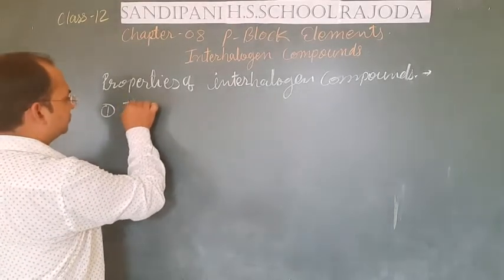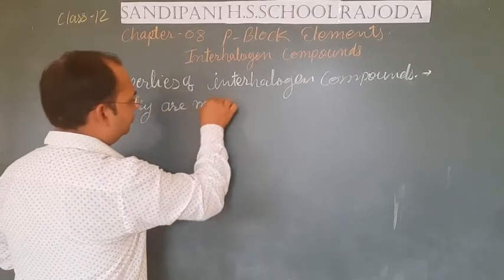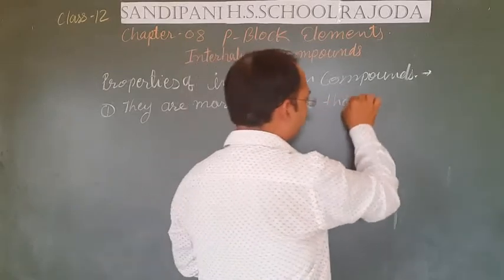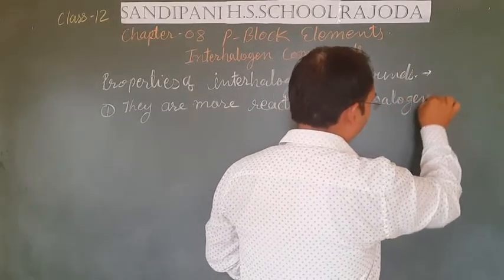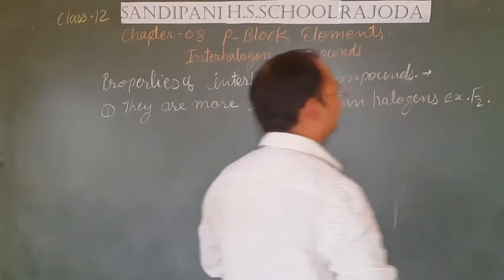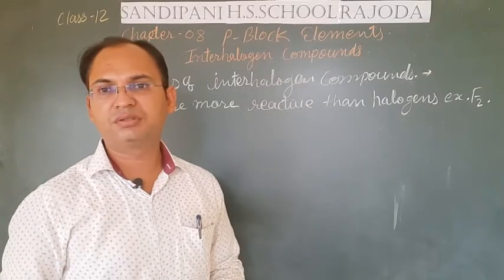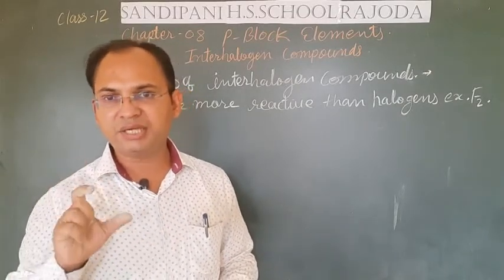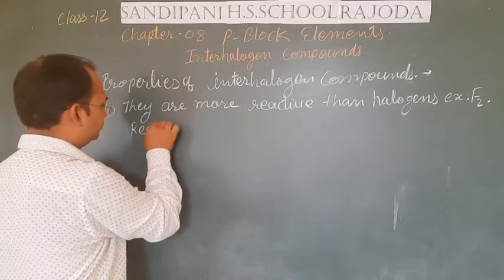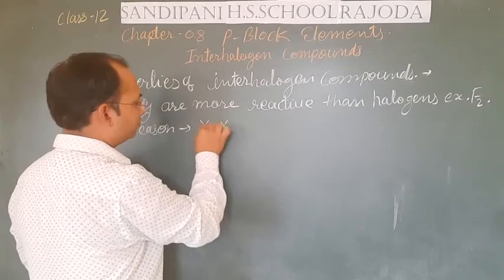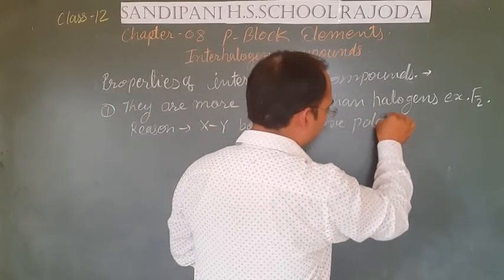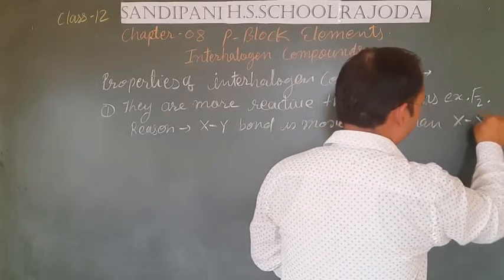First, they are more reactive than halogens except fluorine, and the reason is that the XY bond is more polar than the XX bond, or the bond between the same halogens. What is the reason? The XY bond is more polar than the XX bond.